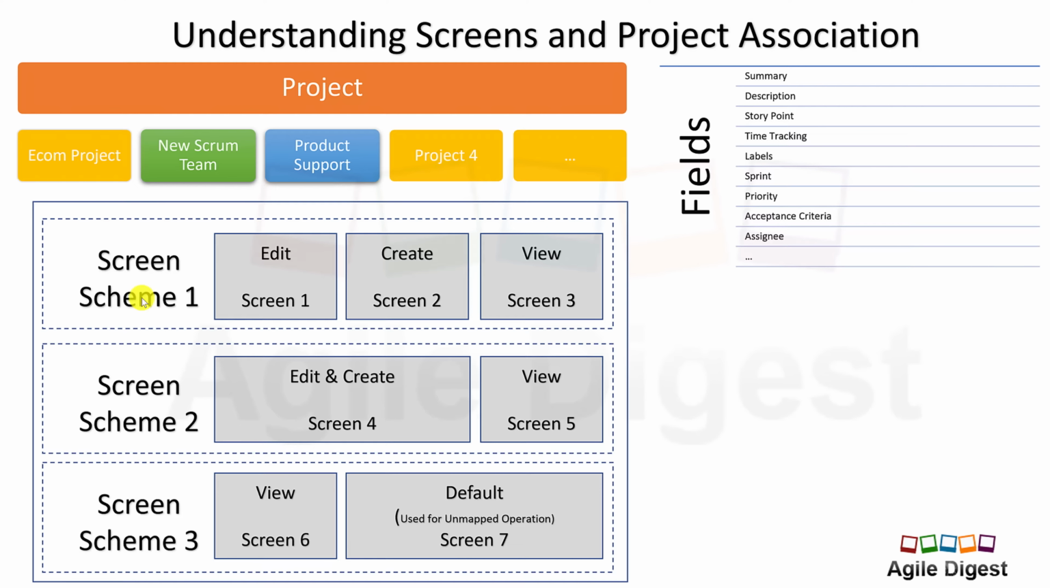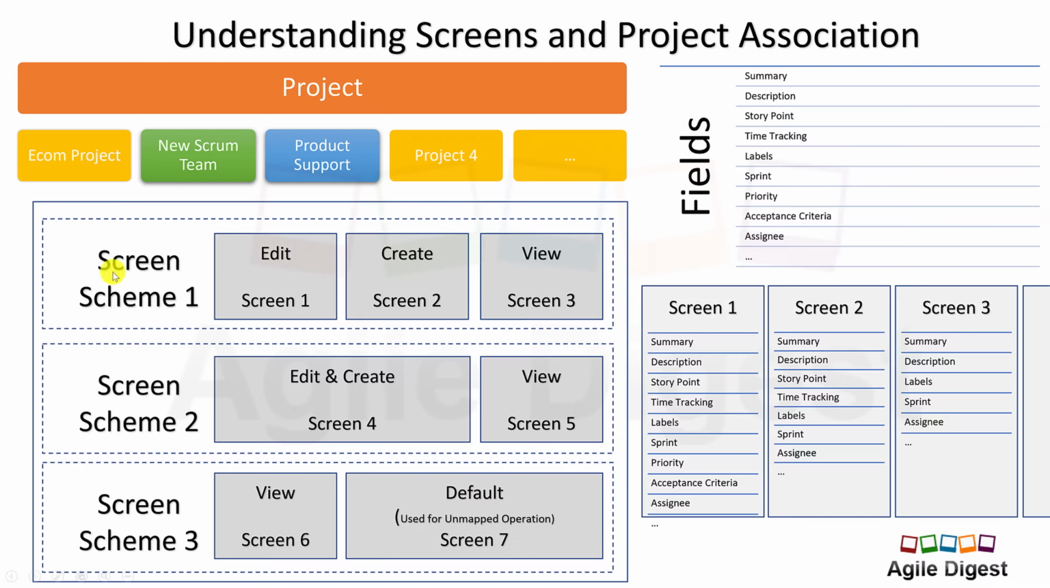Each screen will have multiple fields. So for example, here I can see I have screen 1 with some set of fields, screen 2 with some set of fields, and screen 3 with some set of fields, and similarly we will have multiple screens. In screen scheme 2, I can say edit and create both will open screen 4, but if I am viewing, then I will have screen 5.